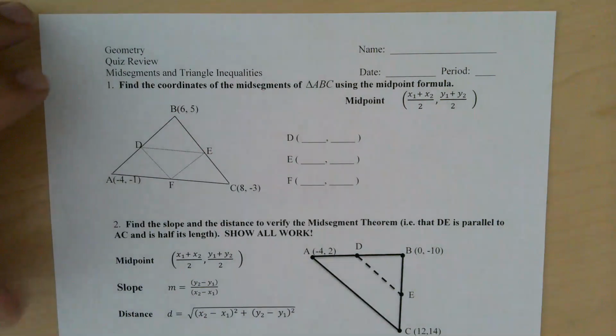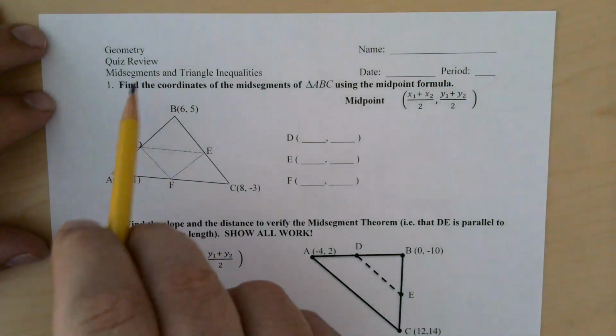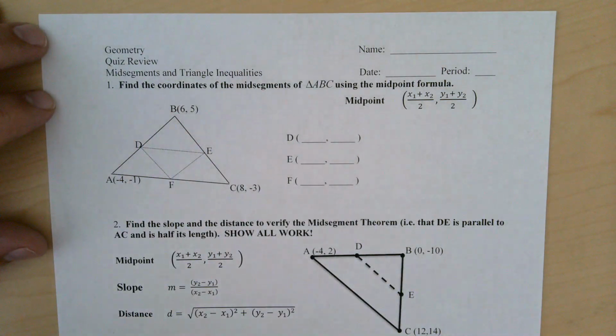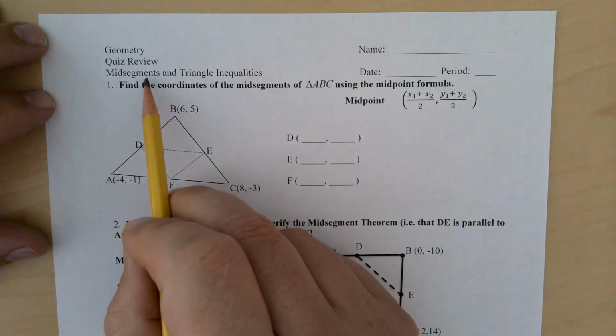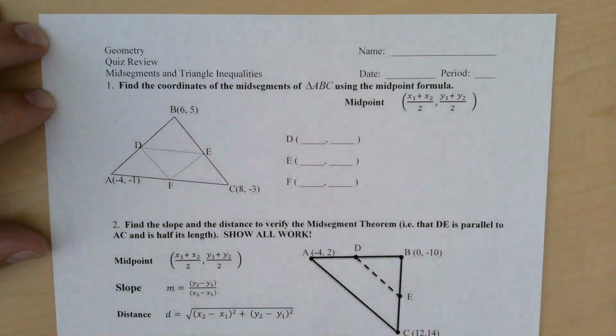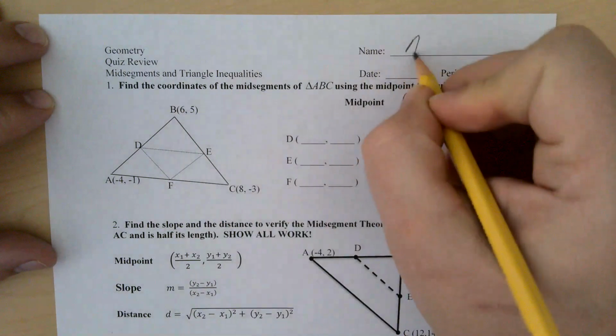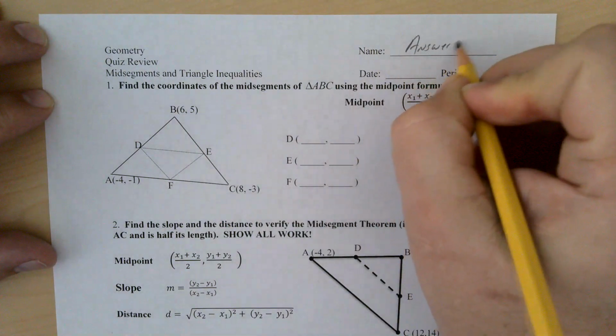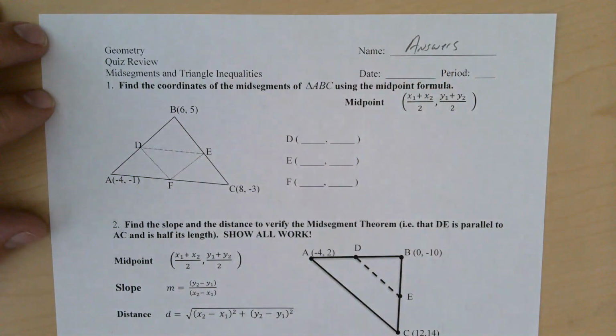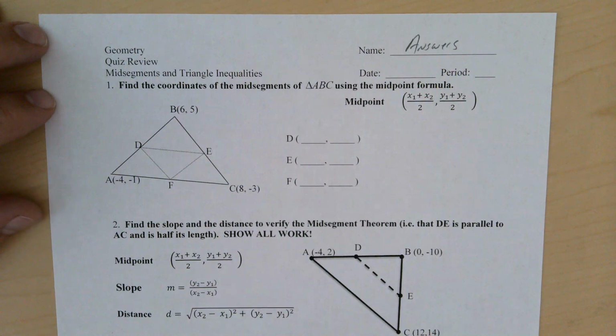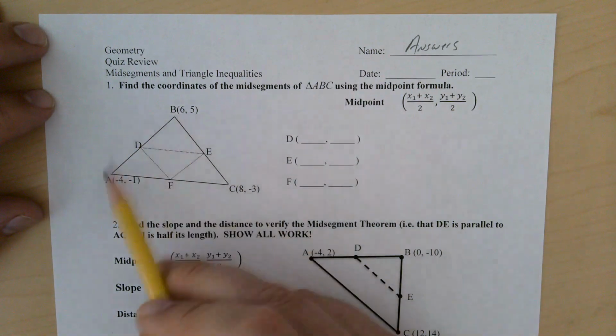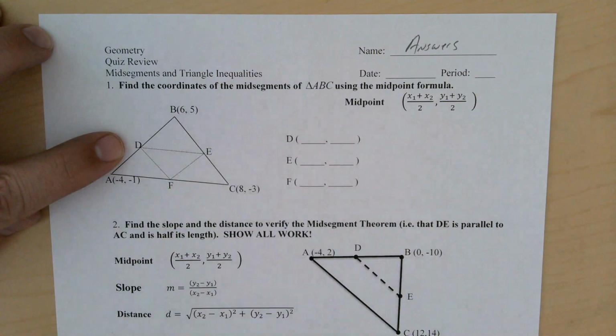Let's go over the answers to this Chapter 6 quiz review, and it's going to be on midsegments and triangle inequalities. So here are the answers. The first thing you need to make sure you know how to do is find the midpoint. So I want to find the midpoint of AB. I have it labeled D.